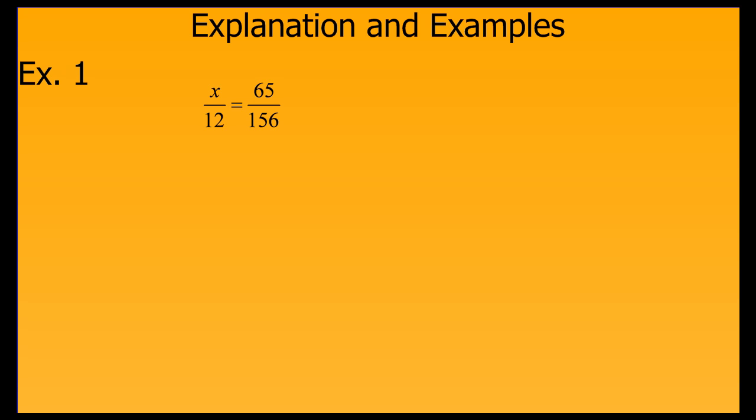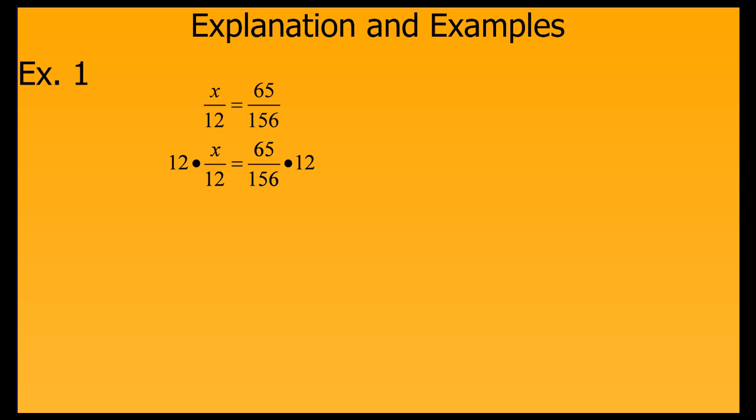Sometimes you can guess the answer to these problems, but we want to learn a procedure that works even if we can't guess the solution. In this example, we are trying to figure out what number x, that when we divide it by 12, is equivalent to 65 divided by 156. Since we know that our unknown number x, our variable, equals 65 divided by 156 after we divide it by 12, we can work backwards to figure out what x is. So, working backwards, if we want to undo dividing by 12, the opposite of dividing by 12 would be multiplying by 12. In mathematics, the opposite operation is called the inverse operation.